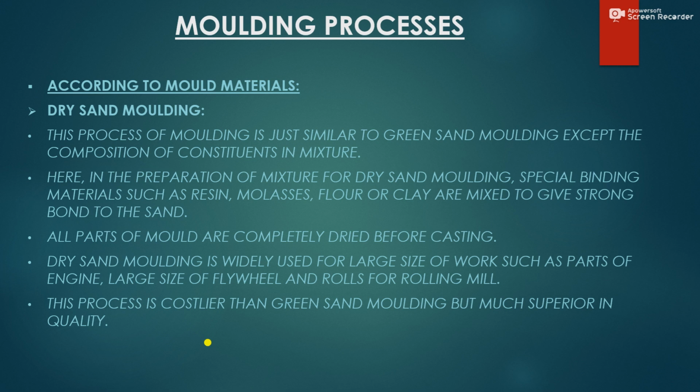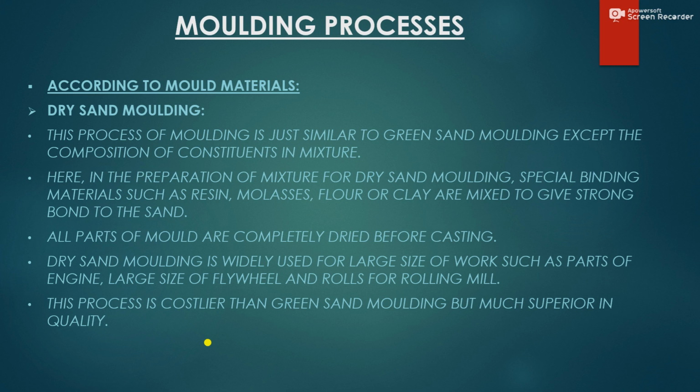Sand mixture is used for preparing dry sand mold. In it, special binding materials are to be added, which are resins, molasses, flour, or clay, so that a strong bond can be obtained in the sand. After that, the sand is dried. After the mold is made, you dry the mold. You need to dry the mold so that the dry sand mold is prepared.